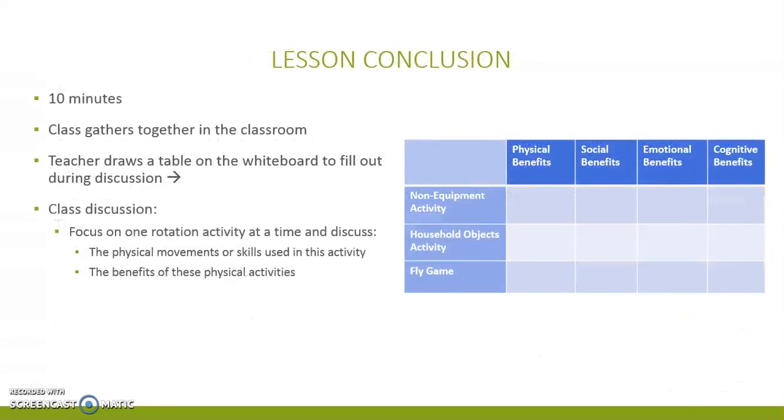For a conclusion, I thought it'd be best to go back to the classroom, have 10 minutes of discussion of what they learnt in these activities and identify some of the benefits, the 4 different types of benefits of these different physical activities. And to aid this discussion, I thought it would be good for the teacher to draw a table exactly like this on the whiteboard and fill it out as they discuss and talk about each activity.